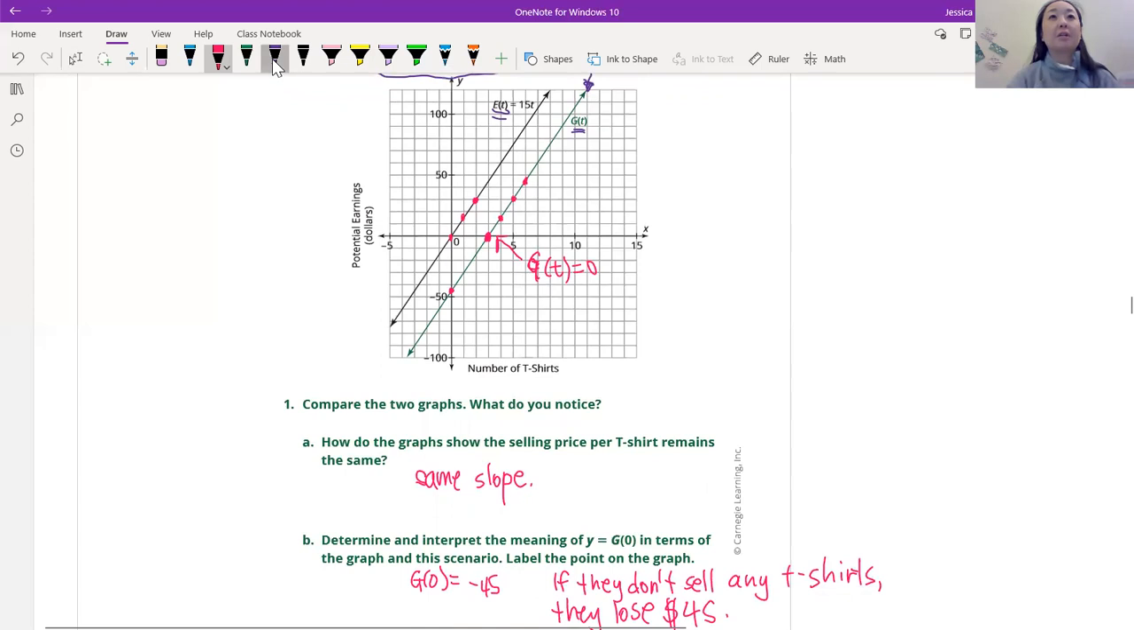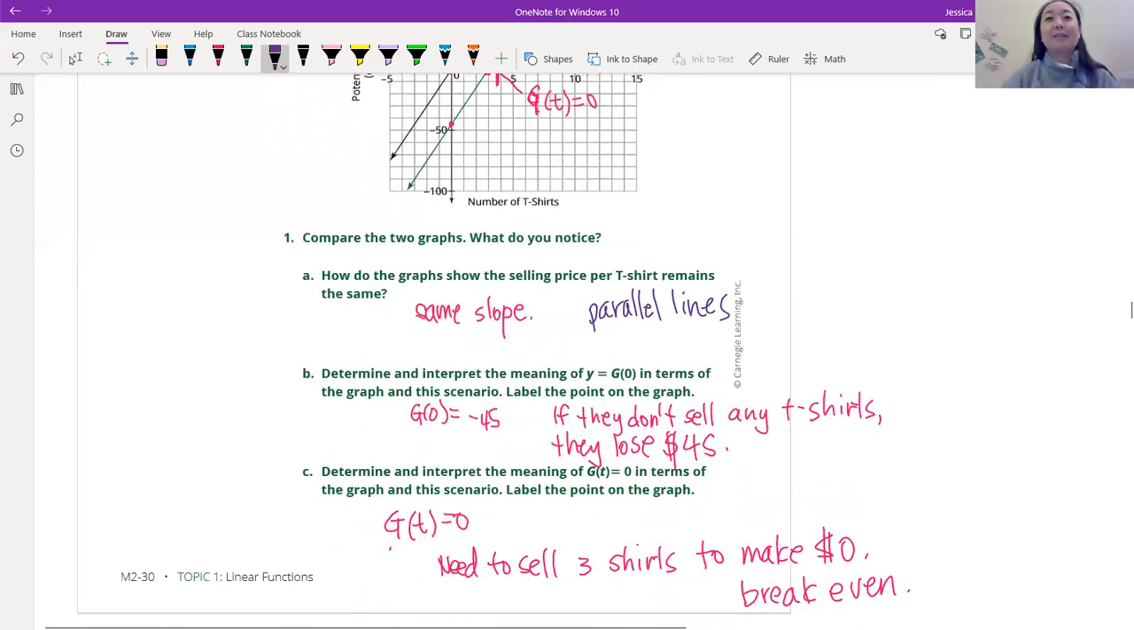I'll change the color here. Did you know that the word parallel has 2 parallel lines? Well, technically 3, but these 2 right here. I don't know if they knew that when doing that, but I noticed that.